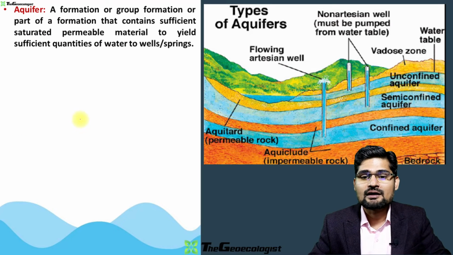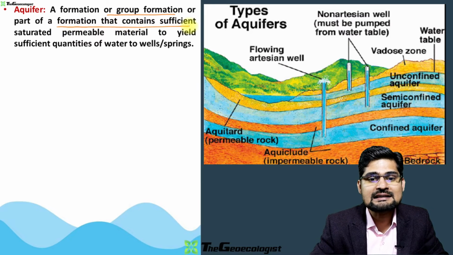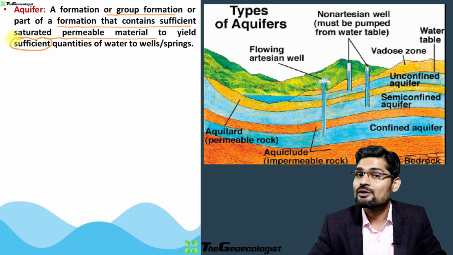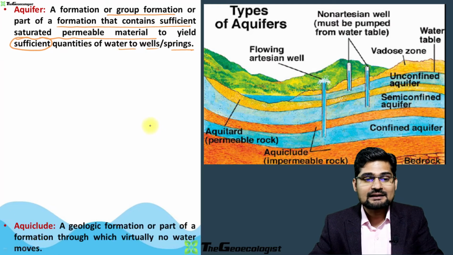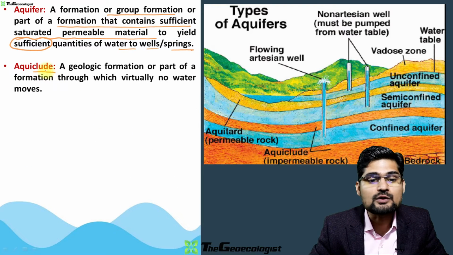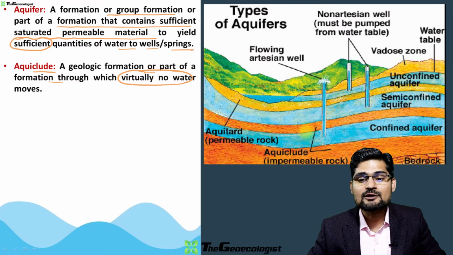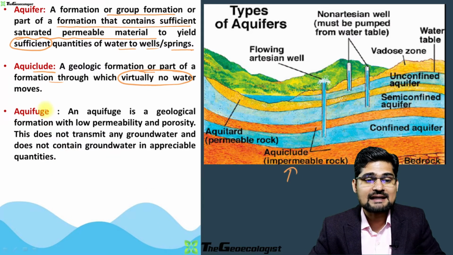Now, aquifer. Look at the word: a formation or a group of formations or part of a formation that contains sufficient saturated permeable material to yield sufficient, always remember the word sufficient, quantities of water in wells and springs. This is called aquifer. Then what you have is aquiclude. So a geological formation or part of a formation through which virtually no water moves is called aquiclude. Do you see this here in the image also? Aquiclude. Then what you have is aquifuge.